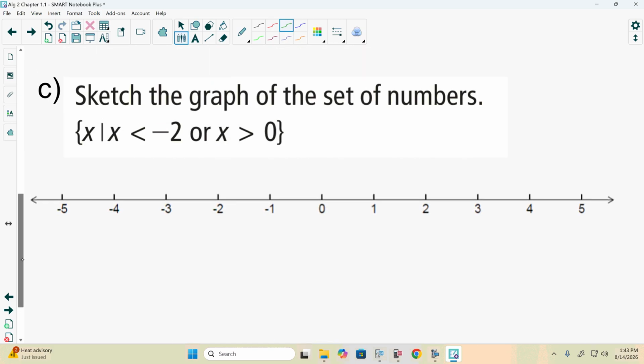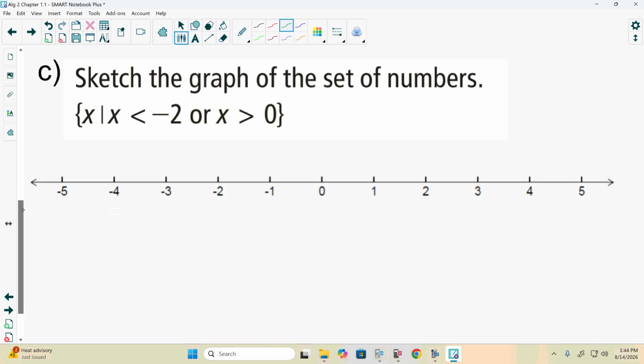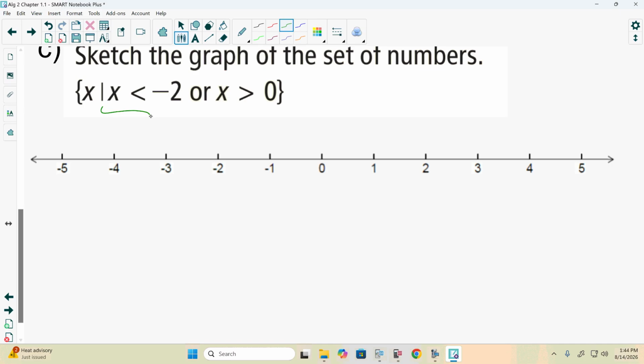Sketch the graph of the set of numbers for all real numbers x, such that x is less than -2 or x is greater than 0. X is less than -2, so we'd have a circle at -2. And we would definitely fill it in, yes? No, it's not equal to it, so we don't fill it in.